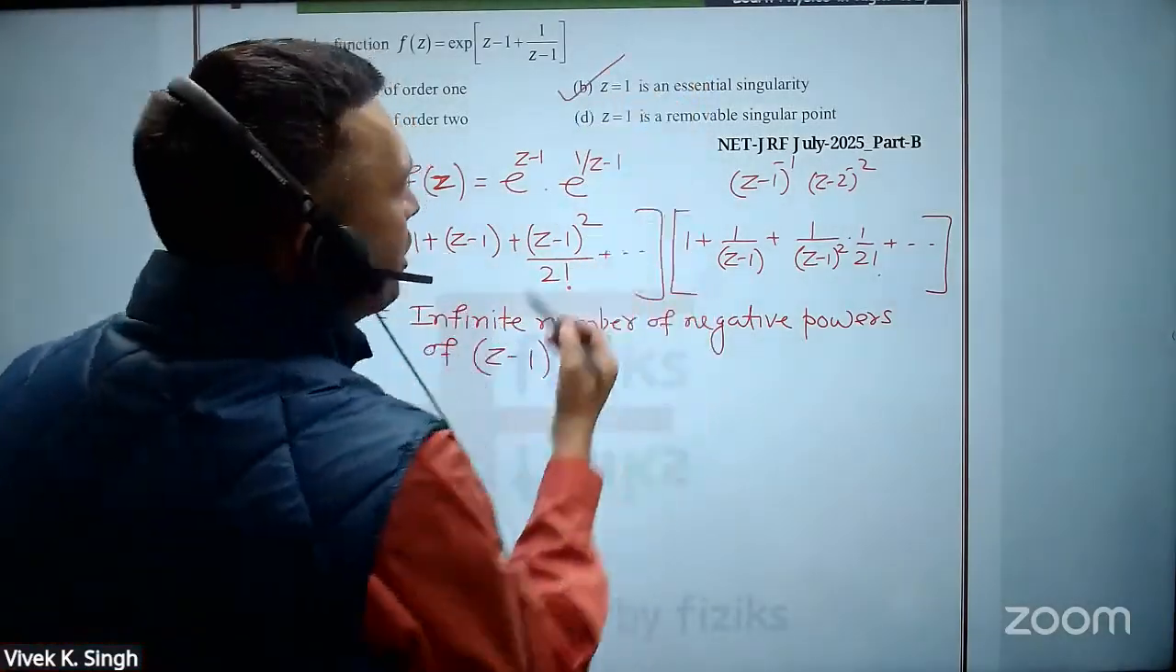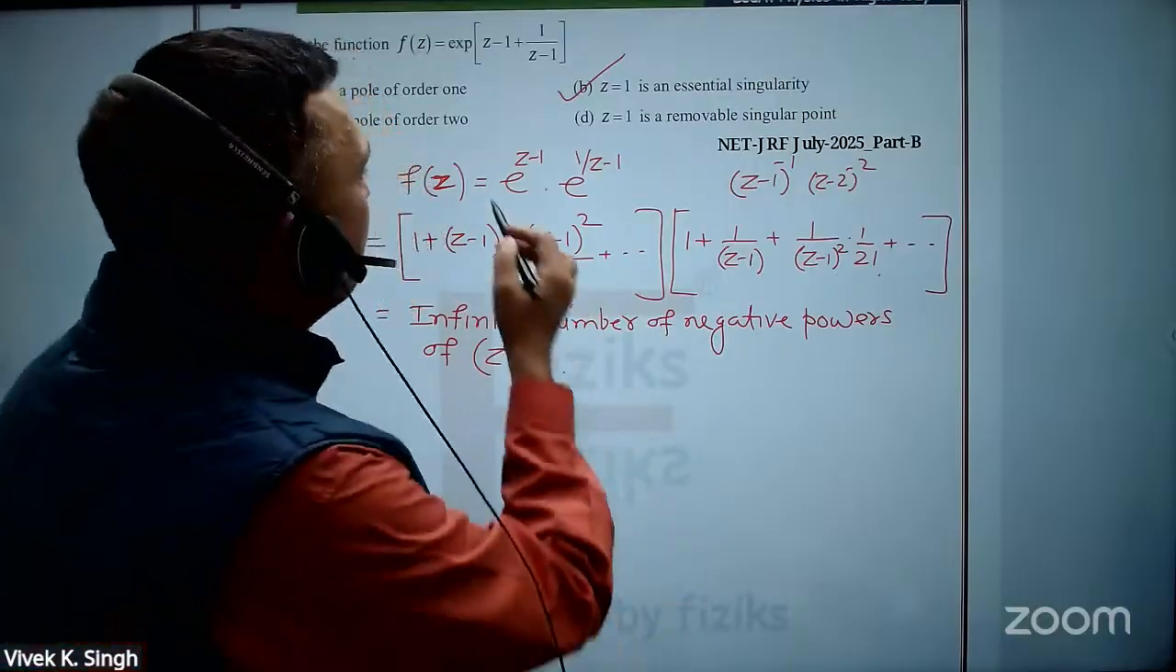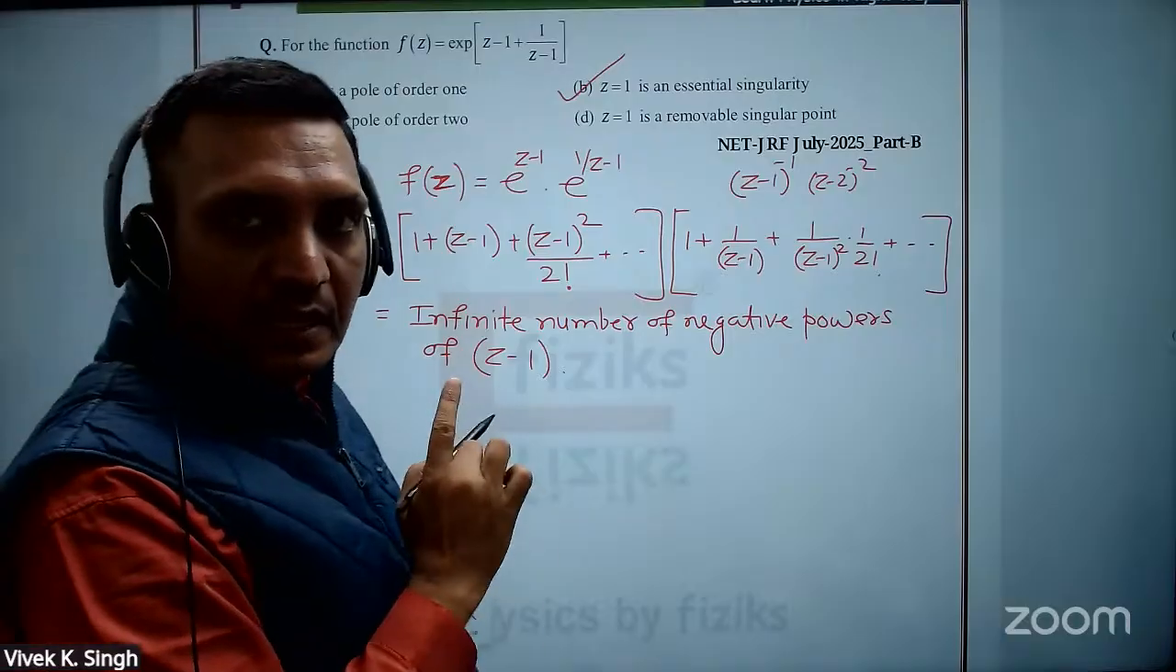So that's why option B is correct. At z is equal to 1, there is an essential singularity for this particular function. Clear? So note it down.